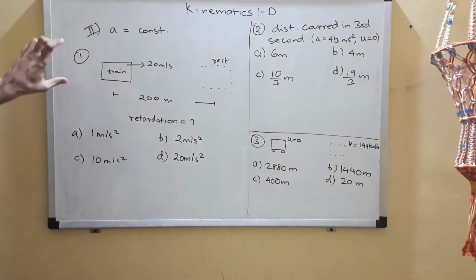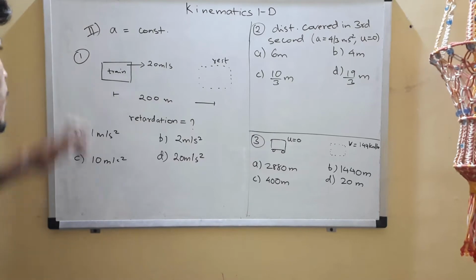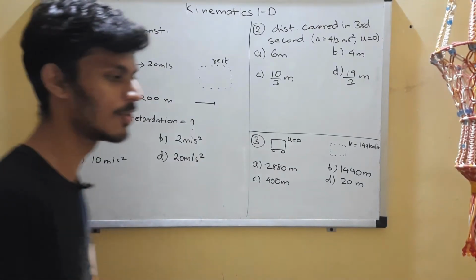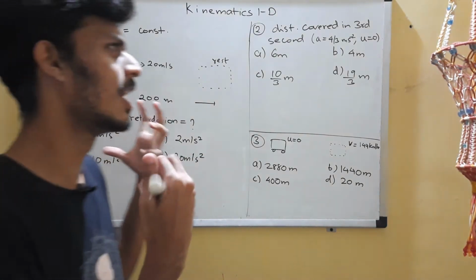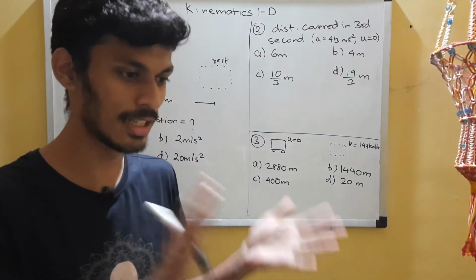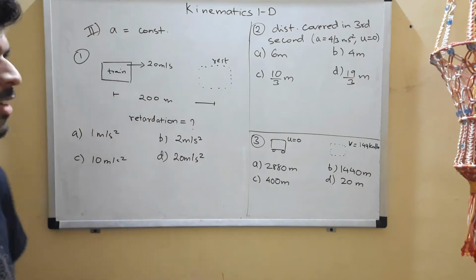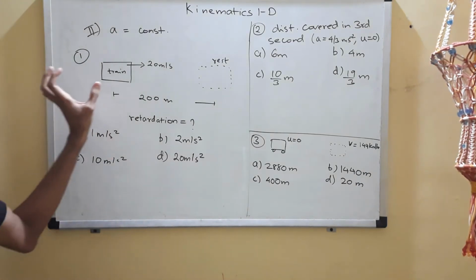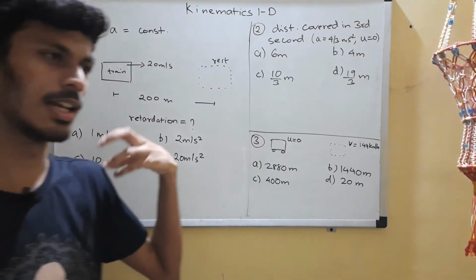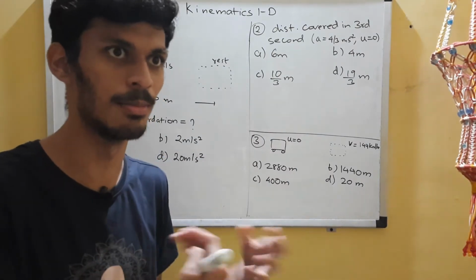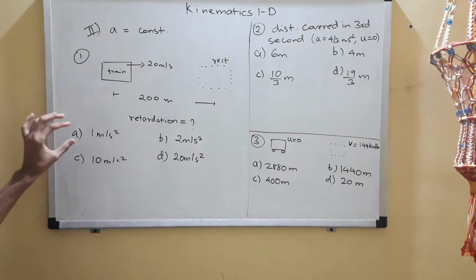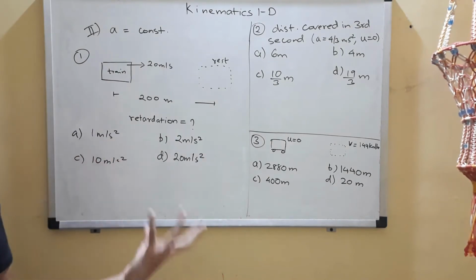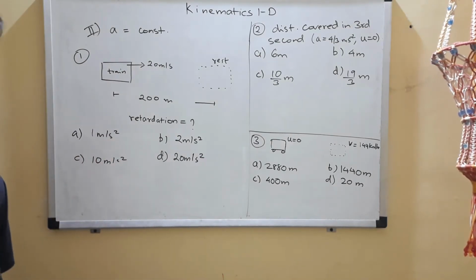So question 1, we have a train over here which is initially moving with a velocity of 20 meters per second. Now some amount of retardation is applied. Brakes are applied, so there is some negative acceleration, and after covering a distance of 200 meters it comes to rest, due to that retardation. You are asked for the retardation. What is the retardation that is applied to that train?